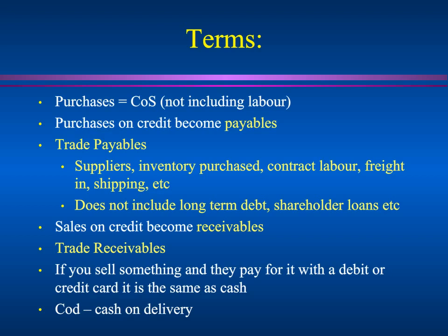So if you sell something and they pay for it with a debit or a credit card, it's the same as cash. Okay, credit cards mean that whoever's using the card is getting credit from another company. They're not getting credit from you. If somebody pays you with a credit card, you get cash. Usually within 48 hours, it gets dropped into your bank account. In the old days, it used to be anywhere from 2 weeks to 4 weeks.